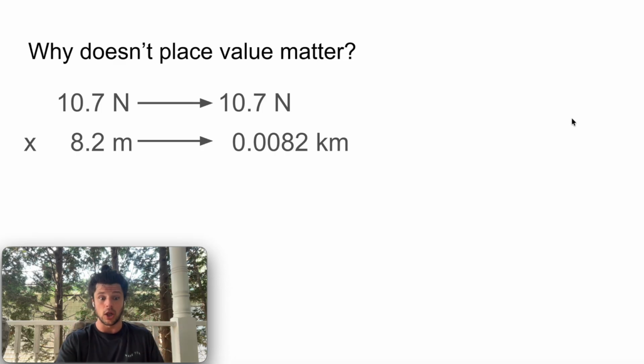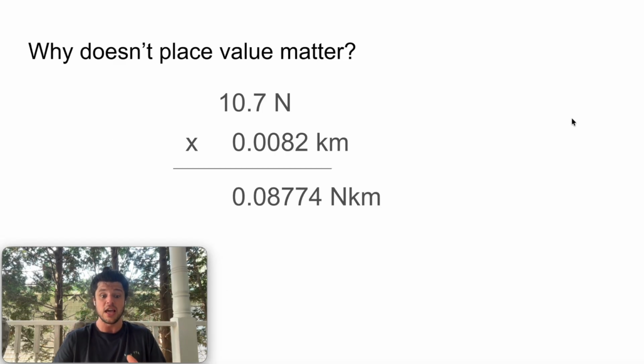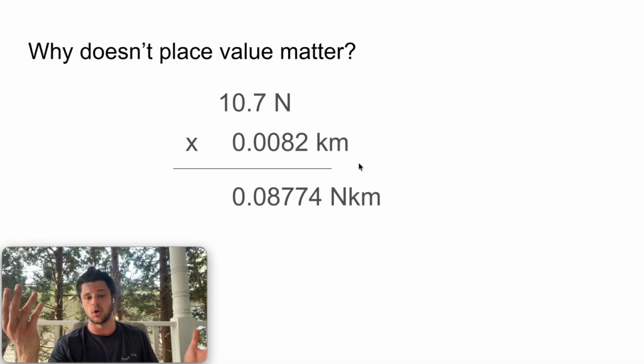And now that we've put this into kilometers, we could do the exact same thing we just did, but now we're multiplying newtons by kilometers, right? So 10.7 newtons times 0.0082 kilometers will give us a new number, and that number will be expressed in newtons times kilometers, Newton kilometers. 10.7 times 0.0082 gets us 0.08774.